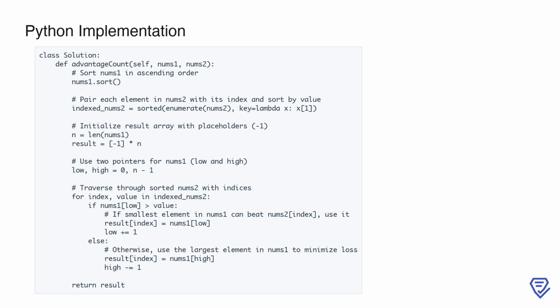For each element in the sorted nums2, if the smallest value in nums1, pointed to by low, can beat the current nums2 value, we place it in the corresponding position in result. Otherwise, we use the largest value in nums1, pointed to by high, to avoid wasting small values that cannot beat nums2. After iterating through all elements, the result array contains the rearranged nums1 values that maximize the advantage. This approach has a time complexity of O(n log n) due to sorting, making it efficient for large input sizes.